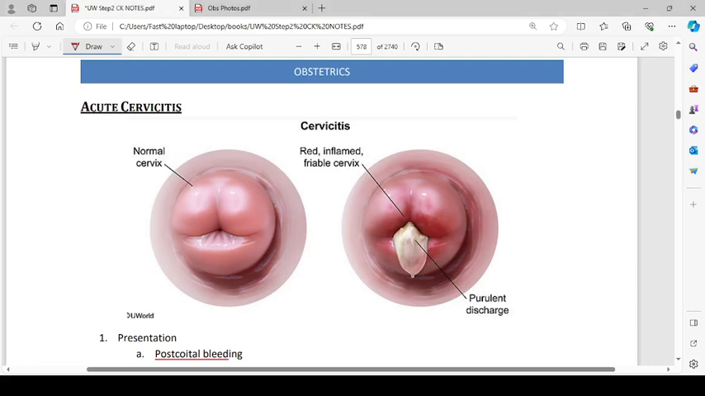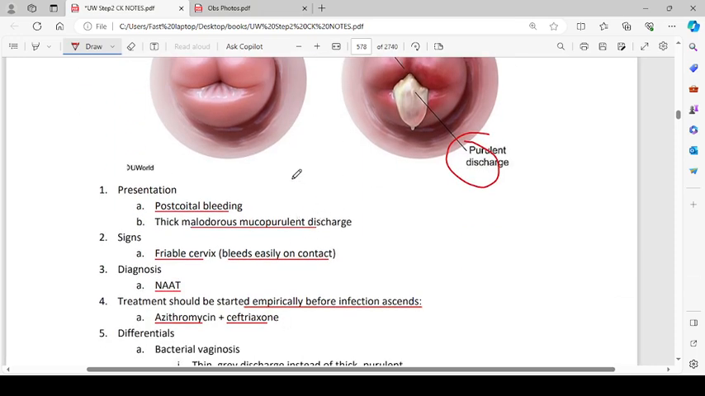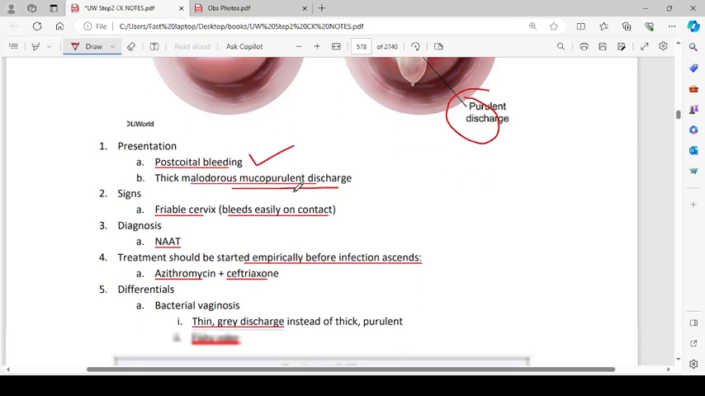Bismillahirrahmanirrahim. Acute cervicitis. This is a normal cervix, and here we have a cervix which is inflamed, like in the cases of cervicitis. It is a red, inflamed cervix with a purulent discharge. So the presentation is post-coital bleeding. We're talking about cervicitis: thick, malodorous, mucopurulent discharge.